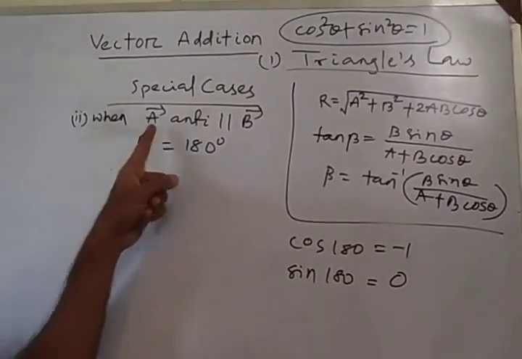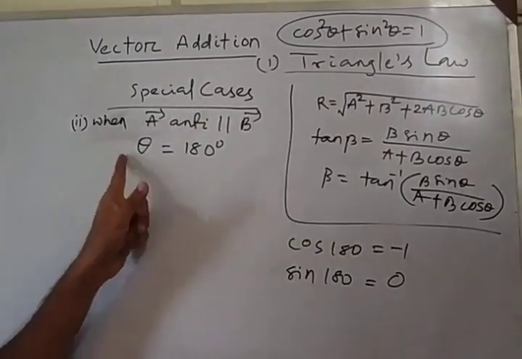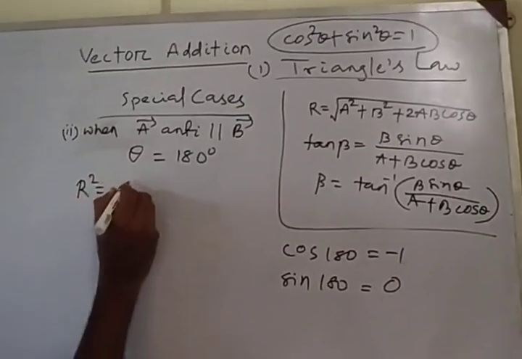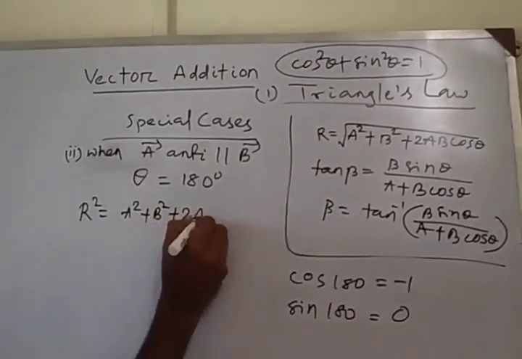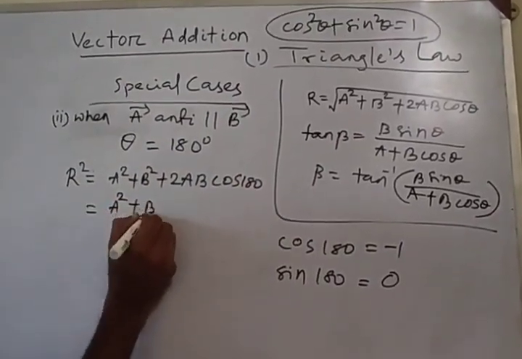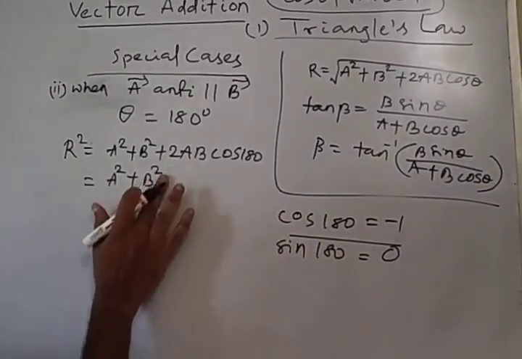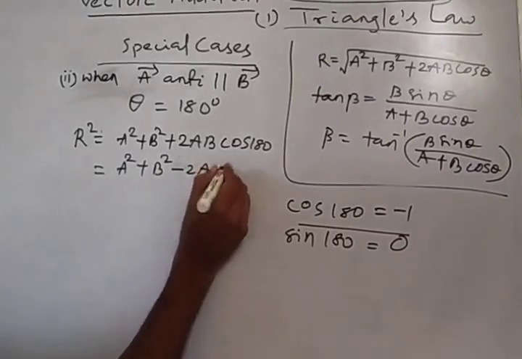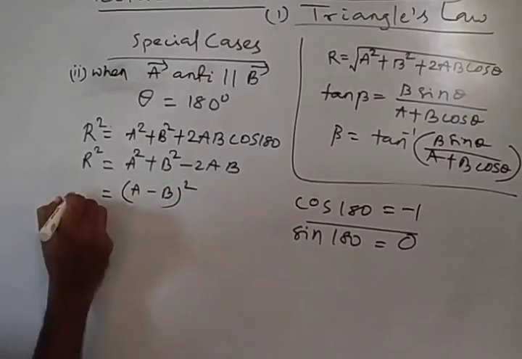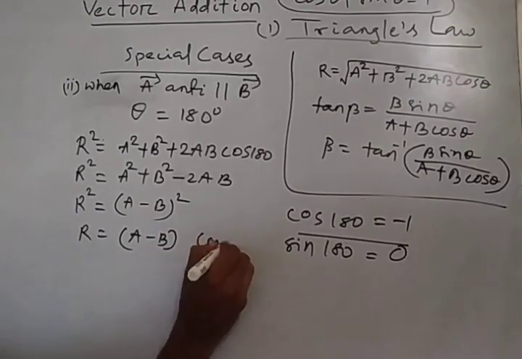So when vector a is antiparallel to vector b, antiparallel means they are opposite to each other in direction, and the angle between them is 180 degrees. So r square equals a square plus b square plus 2ab cos 180. But you know cos 180 is minus 1. So this will be minus 2ab, and r square is equal to (a minus b) whole square. So r equals a minus b, and this is the minimum value.